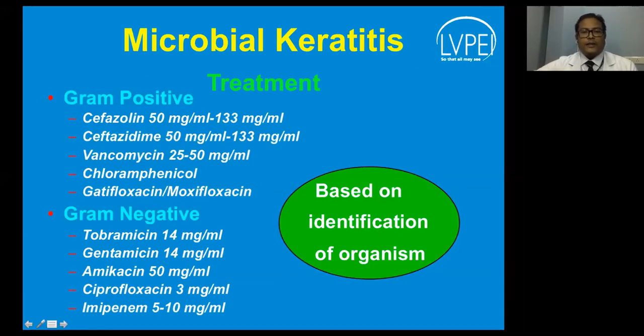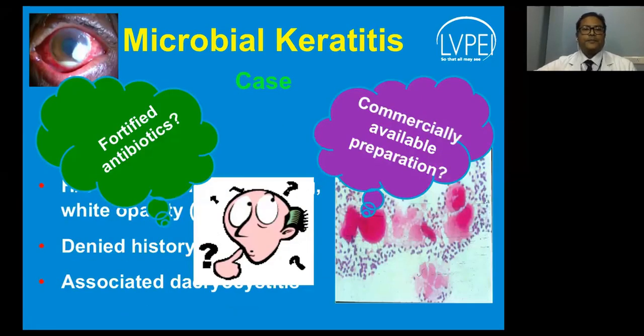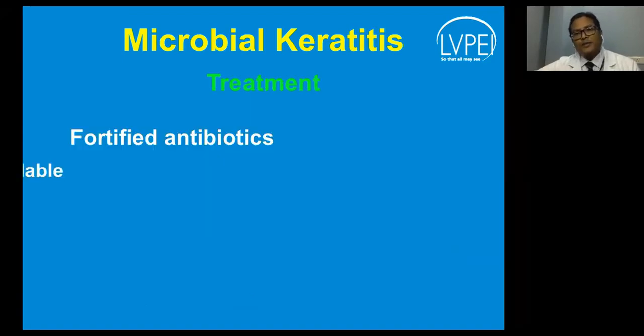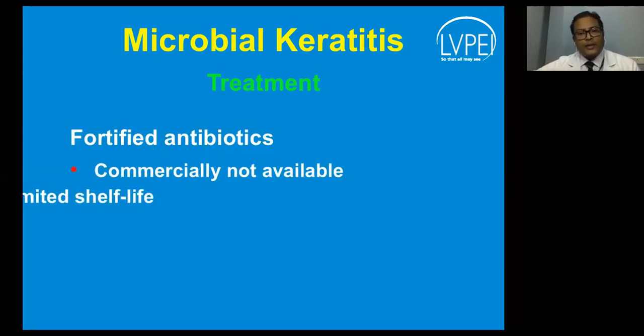So broadly, gram-positive organisms and gram-negative organisms are susceptible to a wide variety of antibiotics. It is also based on the identification of the organism and its sensitivity profile. Now, whether one should use fortified antibiotics or commercially available preparations, there are pluses and minuses of each. The fortified antibiotics may be less expensive, but then they are much more cumbersome to prepare too. They are not commercially available.